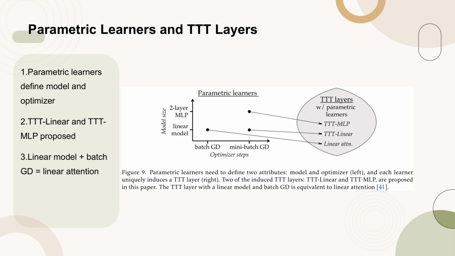Figure 9 illustrates how parametric learners define two key attributes, the model and the optimizer. On the left, these attributes are shown, and on the right, it is demonstrated how each learner uniquely induces a TTT layer. Specifically, the paper introduces two such layers, TTT-Linear and TTT-MLP. Notably, the TTT layer with a linear model and batch gradient descent is equivalent to linear attention, a well-known RNN layer.